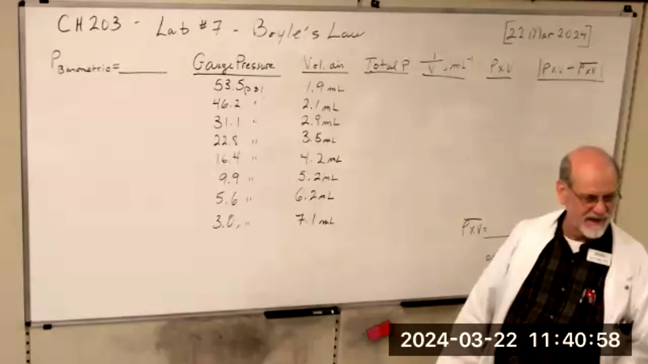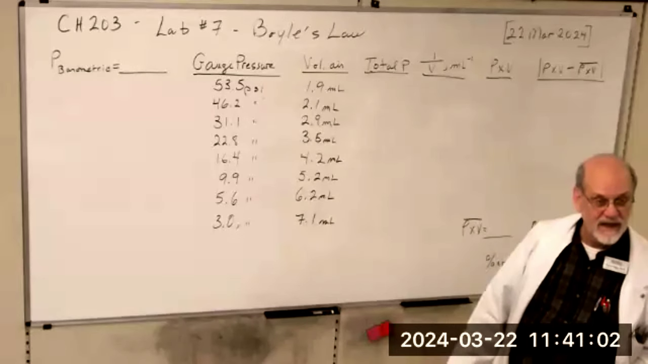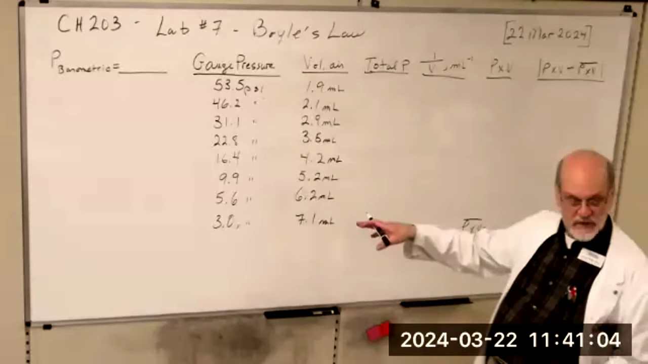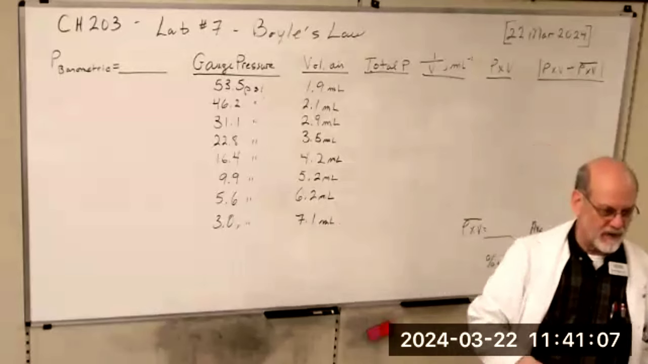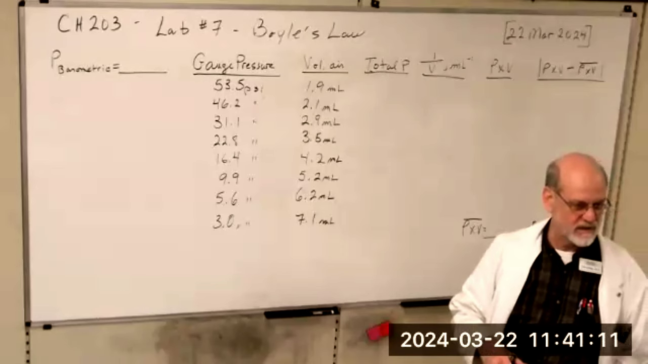3.0. 3.0. 7.1. 2, 3, 4, 5, 6, 7. Oh, it's 0. What is it? Zero. 0.0. Oh, zero pressure? Yeah. Okay, it's time to pull the cap off. It should be okay.